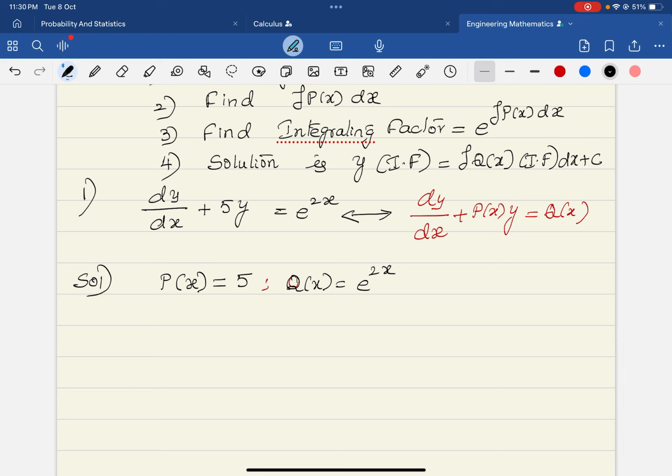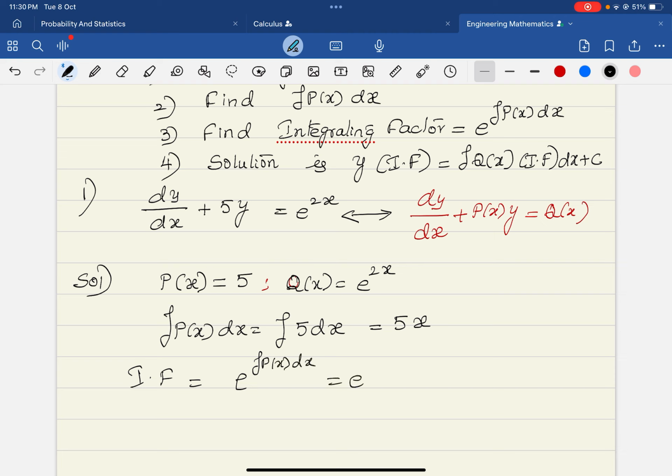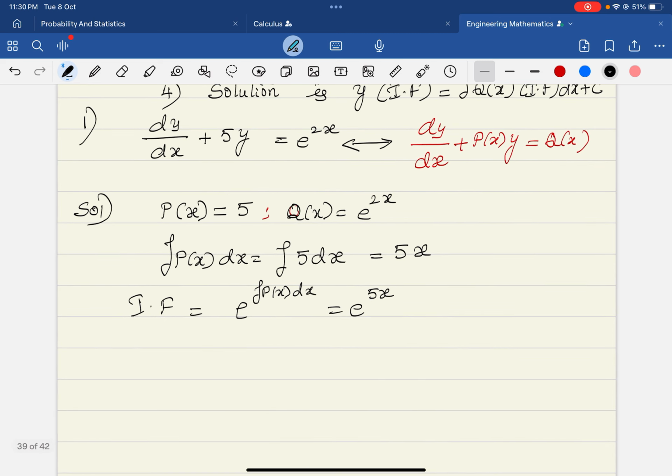What is step 2 now? Find the integral of p of x dx. What is integral of p of x dx? Integral of 5 dx is 5x. Now we are going to find the integrating factor. It is e raised to integral of p of x dx, so that is e raised to 5x. This is the integrating factor.